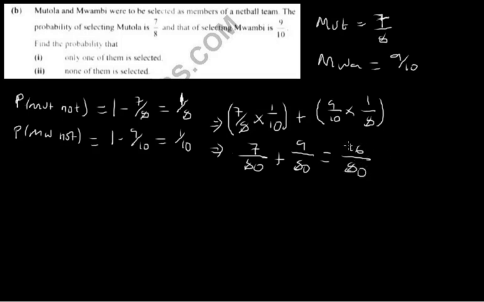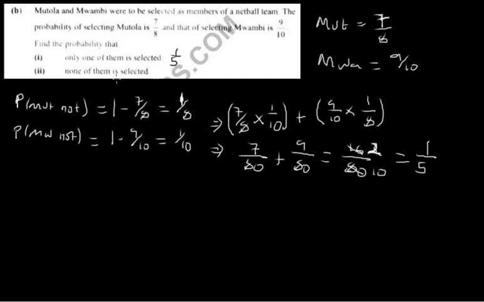8 into 16 is 2, and 8 into 80 gives us 10. This can be simplified to 1 over 5. So therefore, the probability of one of them being selected is simply 1 over 5. So we can write 1 over 5 there. And we can move on to question B2.